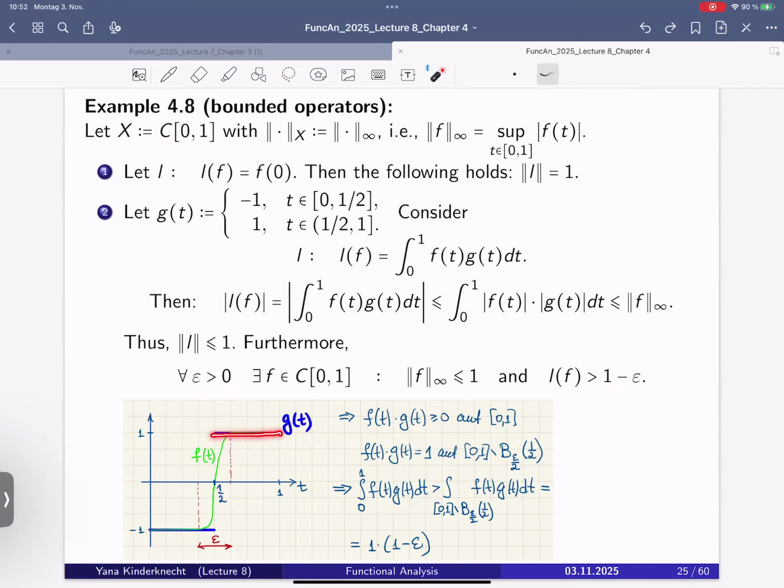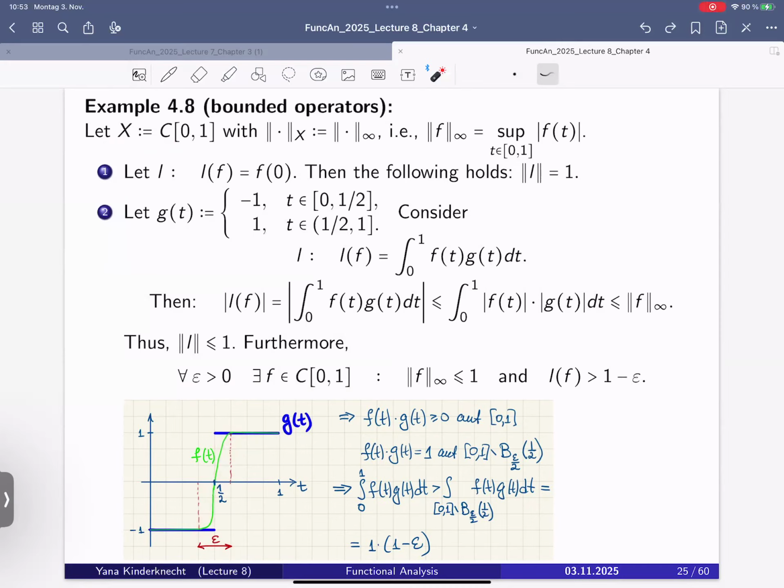This is the function g(t), the weight which is used in the integral. Of course, this is not an element of our space X, but we can approximate it by some continuous functions, which are elements of our X, and they act as follows. We take some epsilon neighborhood of 1/2, so that this distance is epsilon. Outside this interval, our function f takes values -1 here and 1 here. And inside this interval, this function is continuous and just connects these two values.